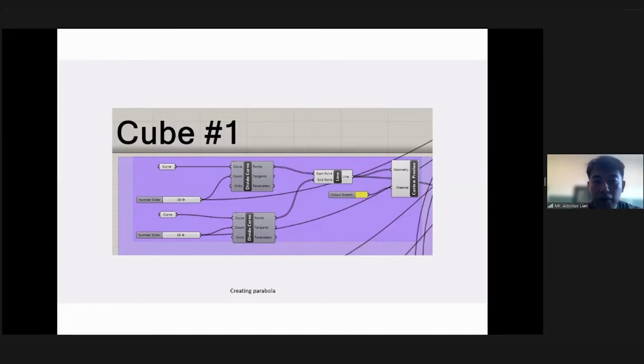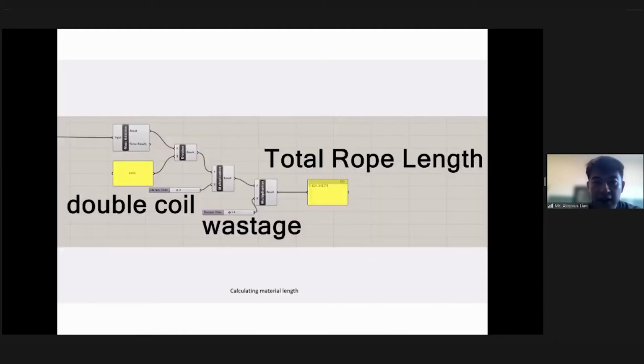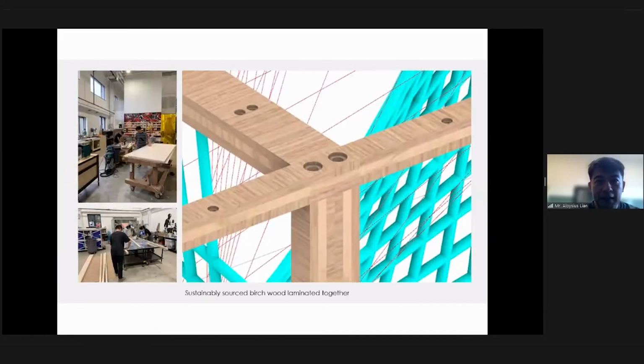We are able to quickly generate all these options by just using very simple elements like dividing a curve and then twisting the curve, and then using Grasshopper again to manage the amount of materials that we anticipate so that we can come up with the construction costs and the fabrication costs.